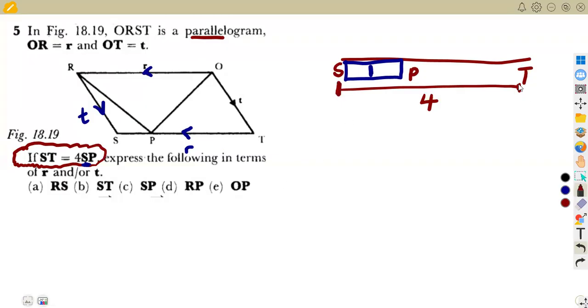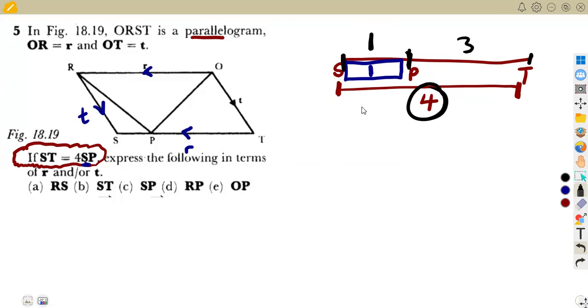From point S to point T. If we count these SPs, there is 1, another SP, another SP, another SP. There are 4 of them. That is what they are saying. 1, 2, 3, 4. There are 4 parts of SP. So what does it mean? It means as a ratio, SP on its own is 1 part. What about from P to T? How many parts are there? It's going to be 4 minus 1, which is what? 3. So that means here we've got 3 parts that are remaining from P to T.